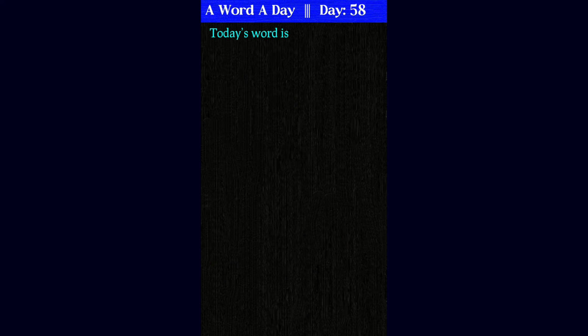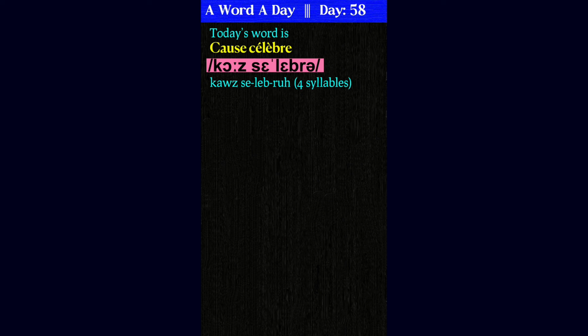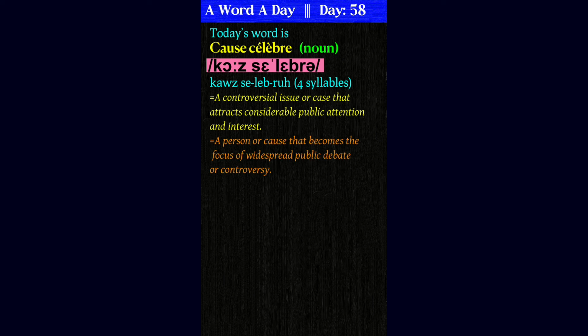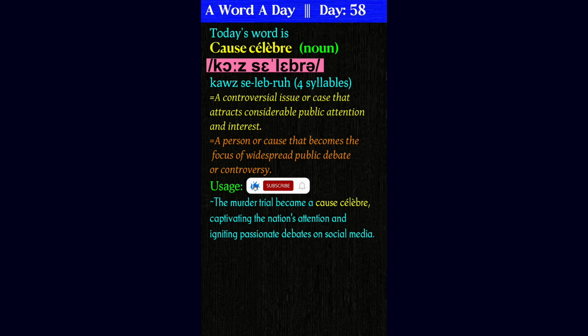Day 58. Today's word is cause célèbre. Cause célèbre. 4 syllables. Cause célèbre is a noun. Cause célèbre means a controversial issue or case that attracts considerable public attention and interest, or a person or cause that becomes the focus of widespread public debate or controversy. Usage. The murder trial became a cause célèbre, captivating the nation's attention and igniting passionate debates on social media. Bates' advocacy for animal rights quickly became a cause célèbre, drawing support and criticism from various quarters of society.